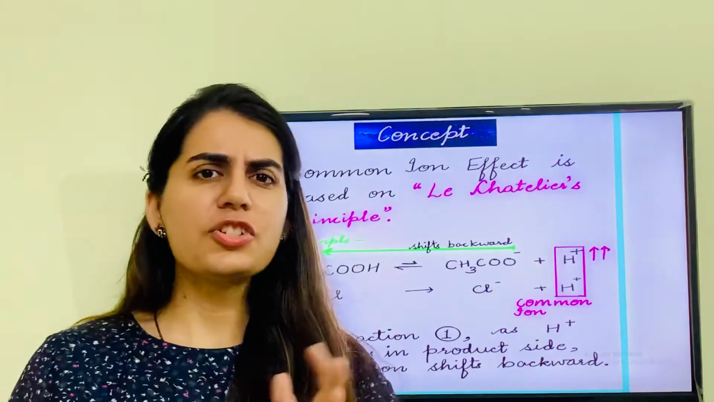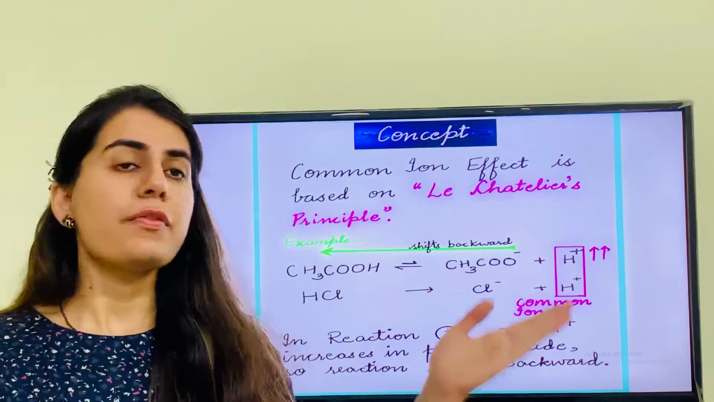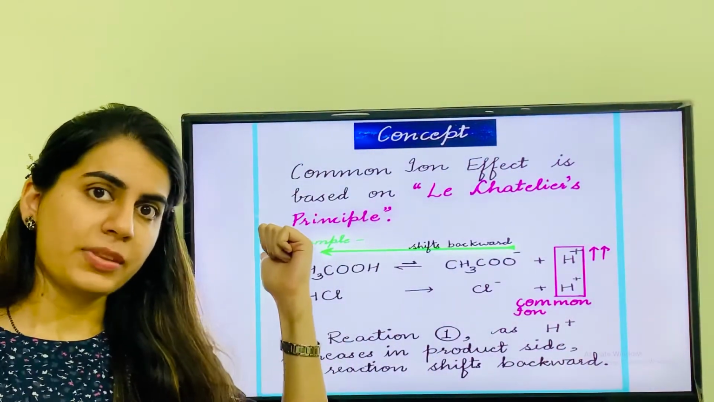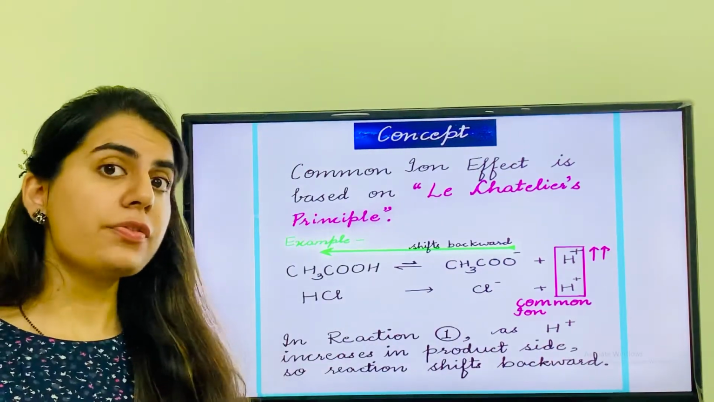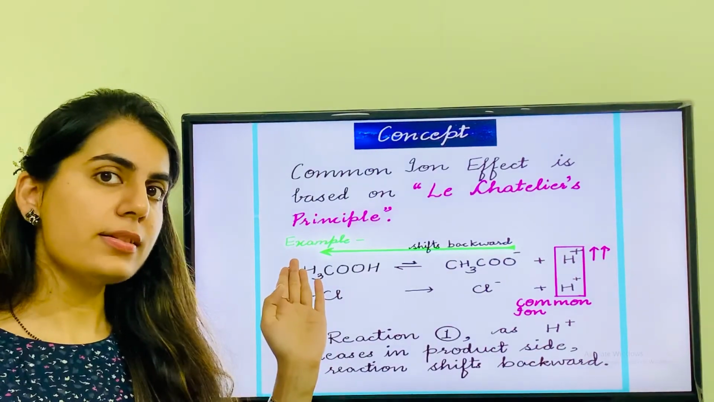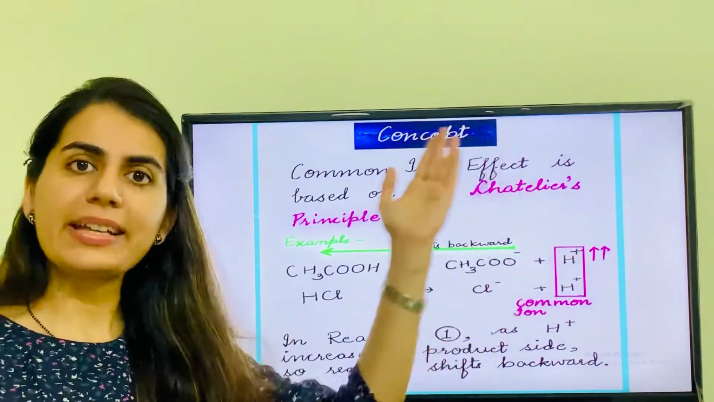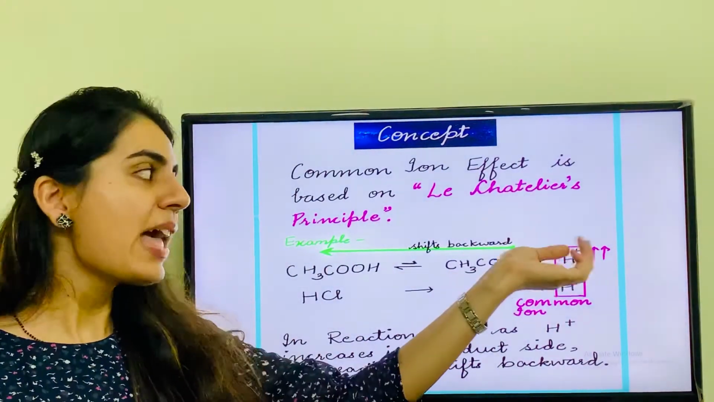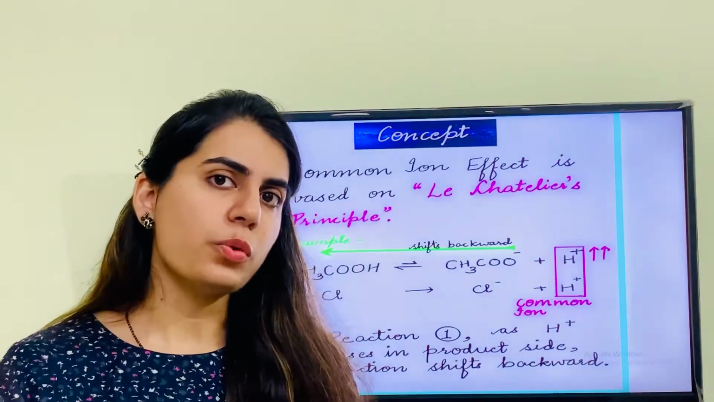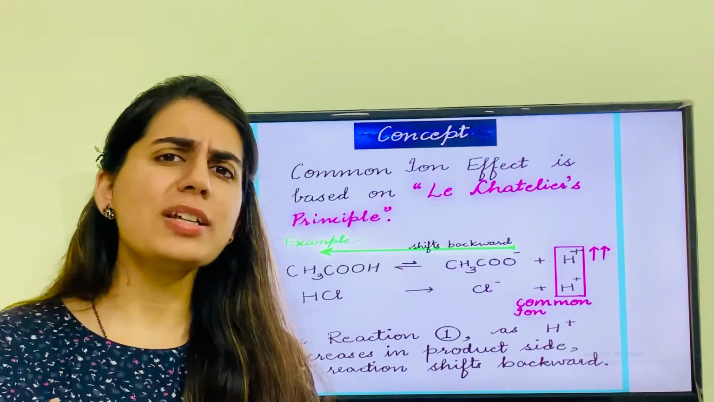So what does Le-Chatelier's principle say? It says if your concentration on the right side increases, take the reaction backward, and vice versa. If the concentration on the left side was rising, then you should have taken the direction to the right side. Okay, so here since H+ is rising, your equilibrium is disturbed. So where will the reaction move? It will move backward.